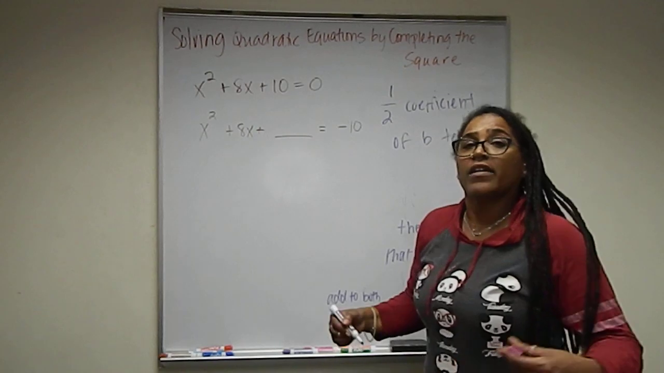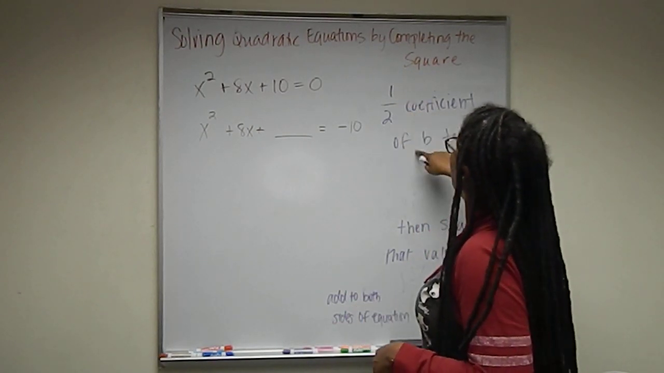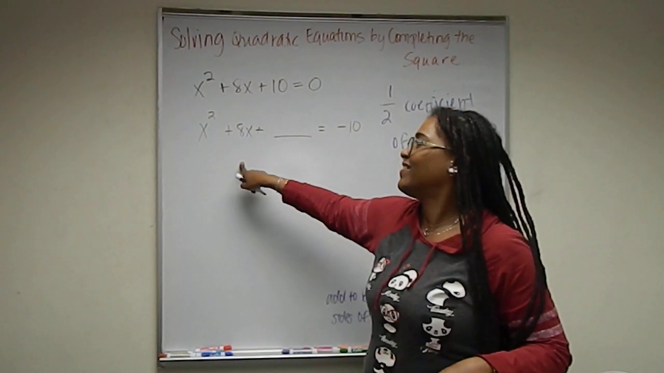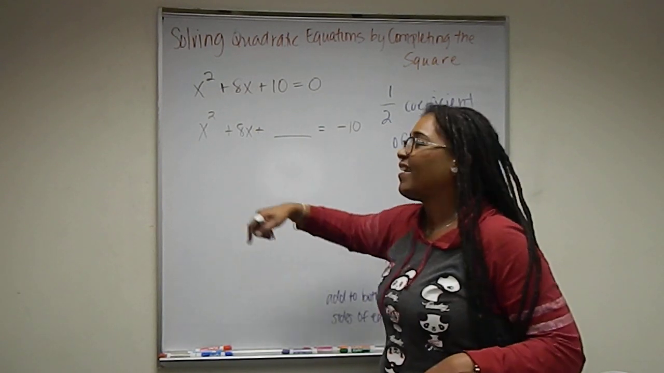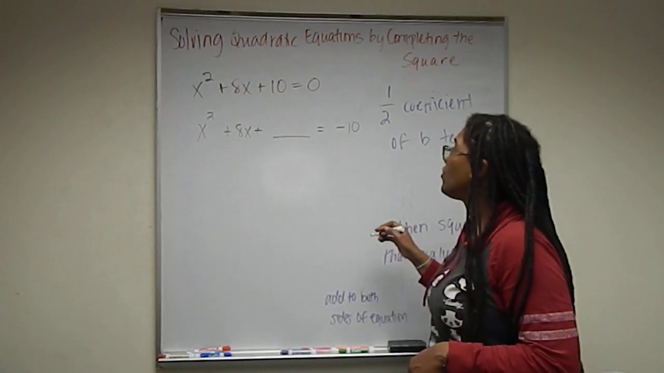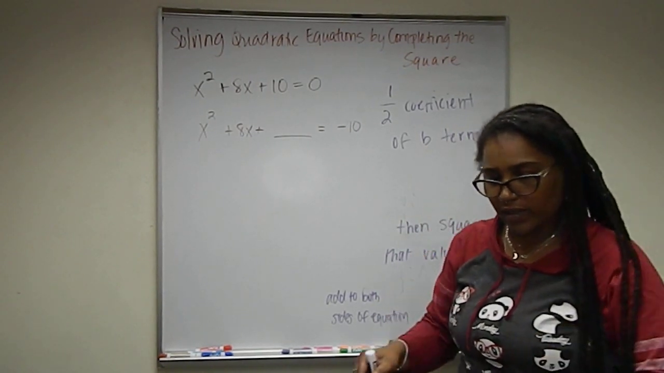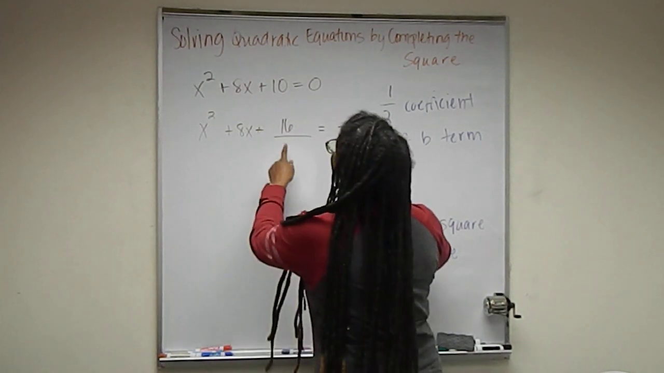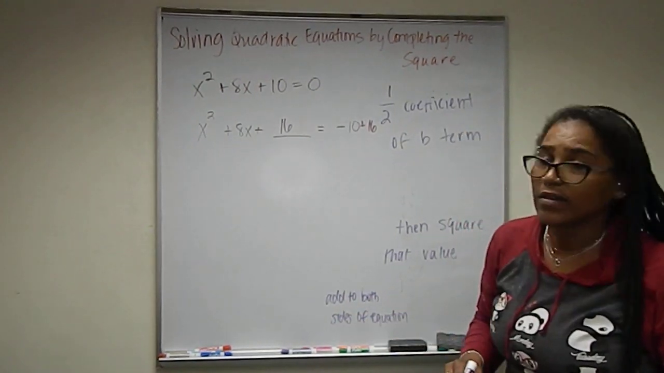So now I can start to complete the square, right? I'm going to take half of the coefficient of the b term. My b term is 8. Half of 8 is? Yes. And 4 squared is what? That means 4 times 4 is? Perfect. So, 16 it is. And if I add 16 there, I'm going to add 16 over here.